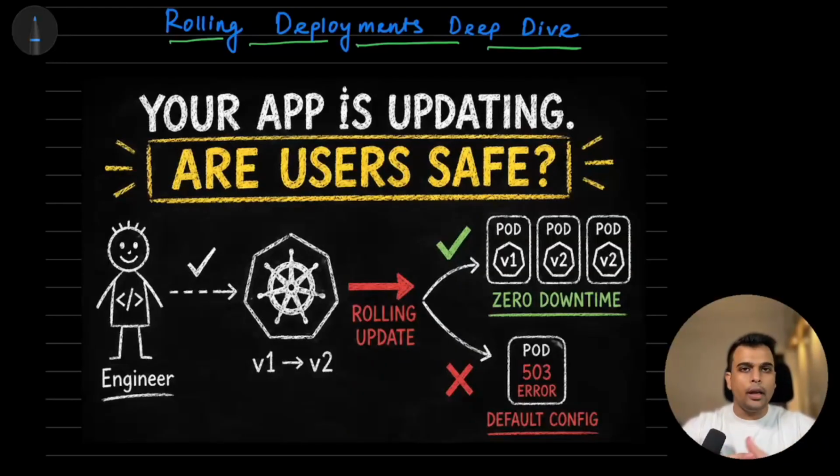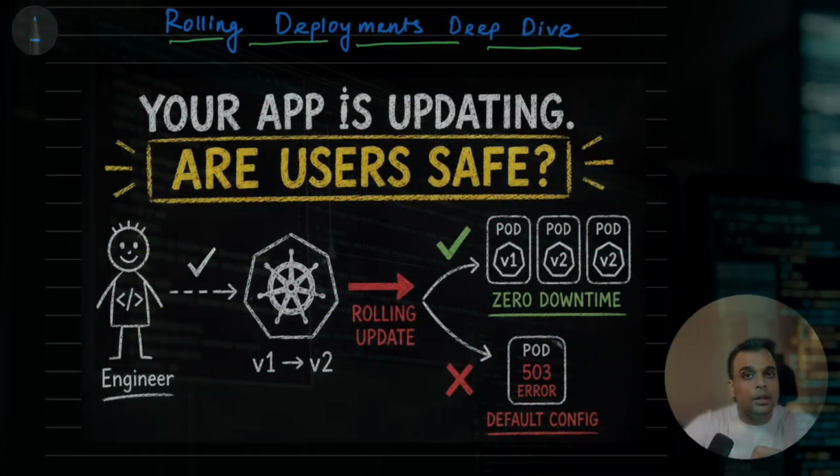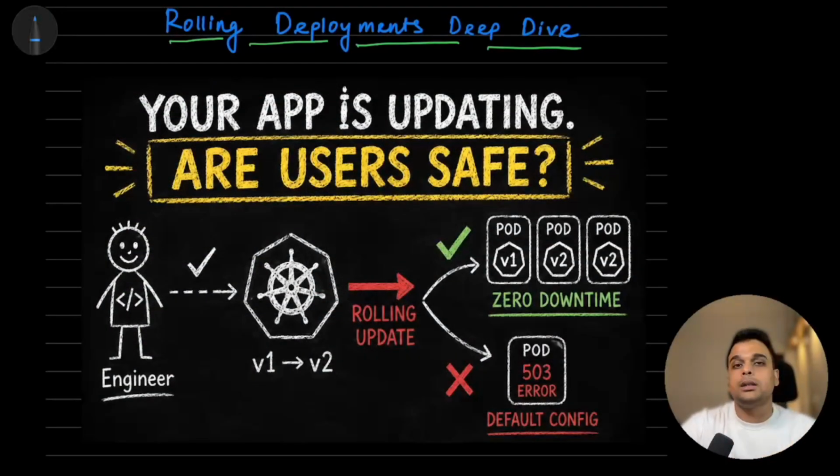Let's say you are deploying a new version of your application using a rolling update in Kubernetes. A few minutes later, Kubernetes says the deployment was successfully rolled out and everything looks normal. The pods are running, the deployment is green, but then someone from your team messages that users are getting 503 errors. Now the question is, if the rollout was successful, then where did these errors come from?